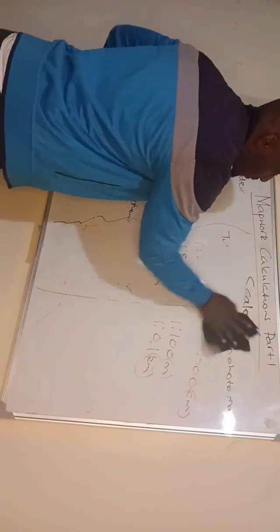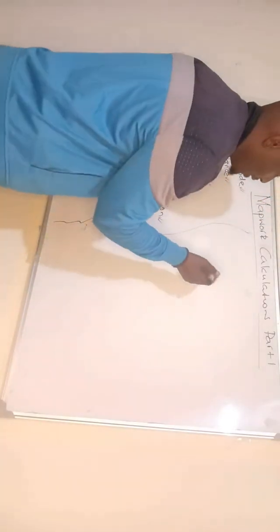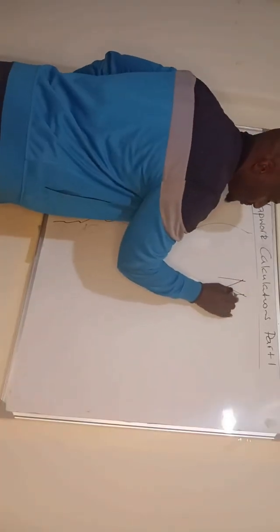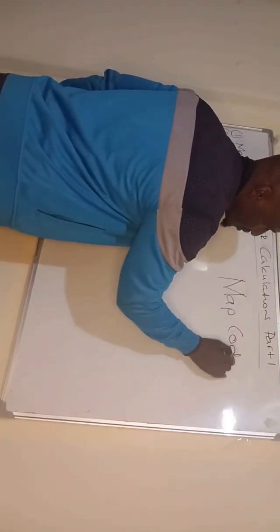So let's start now with map code. I think that's the first thing that I'm going to do. I'm going to rub off this. We'll come back to this when we are doing calculations. You already know about it because I've explained. So when it comes to map code, that is the first thing that we are going to do. I'll show a map, then I'll work with what I have on the map.